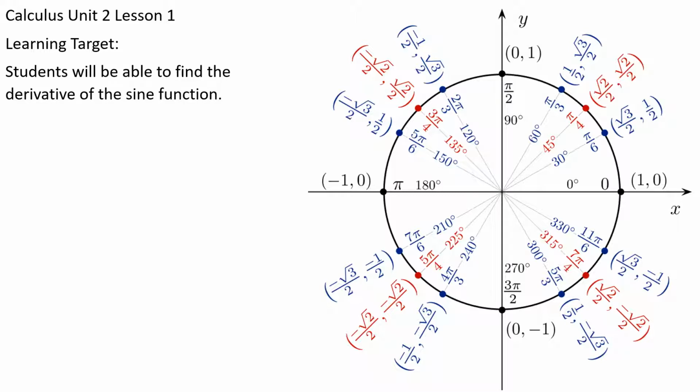When we reach pi over 2, sine has gone all the way up to positive 1. When we reach pi, sine has returned to 0. At 3 pi over 2, sine has gone all the way down to negative 1. And then at 2 pi, we've returned to 0.